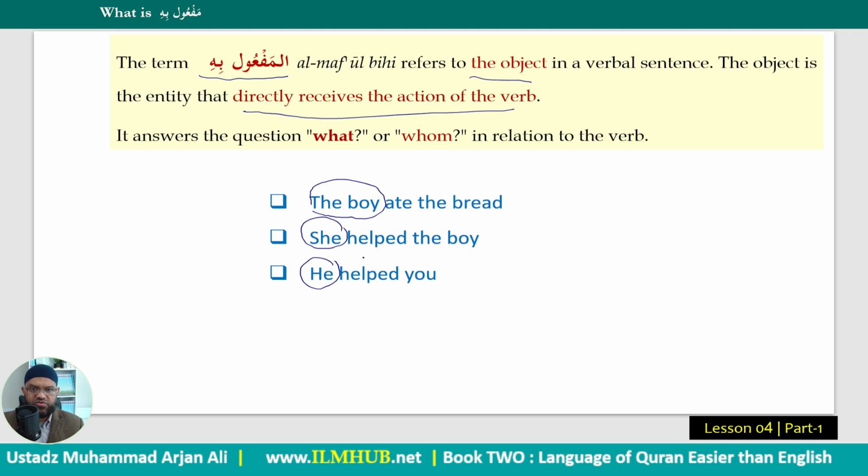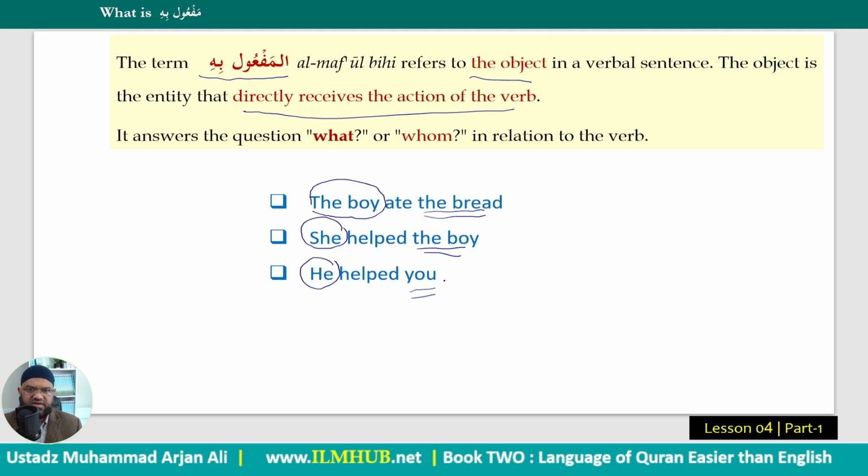In Arabic, as you know, we've already seen in the previous lessons, we can completely move the words around. So if we have the verb in the middle here, so the boy ate. What did he eat? And that's the answer to the direct object. She helped. Who or what did she help? The boy. And then he helped you. So you can see here the object can be a noun, as in the first two examples, or a pronoun.